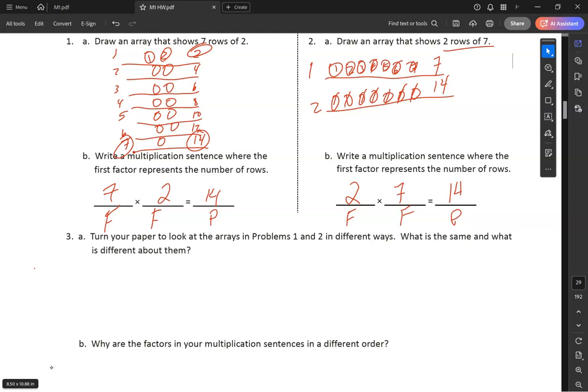Well, they still have the same amount. Oops, sorry. And one thing that's different about them is the rows and the number in a row changes. So rows and number in rows changes.